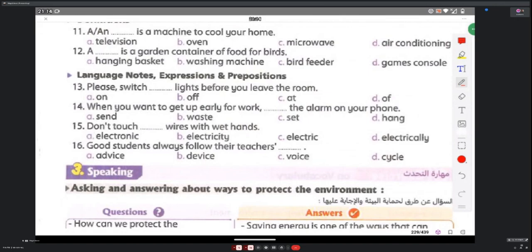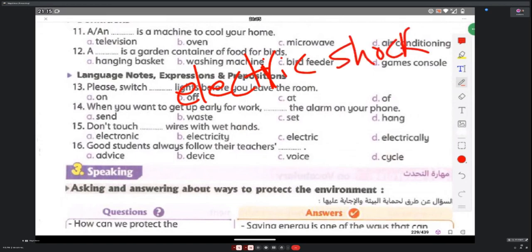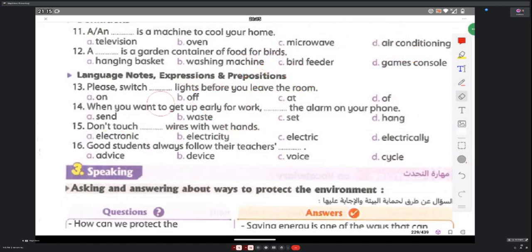When your hand is wet and you touch something electrical or an electric wire, maybe you get shocked. Electric shock. That means صدمة كهربائية. If I have my hands wet and I touch anything electrical or electric wires. Don't touch anything electrical when your hands are wet.